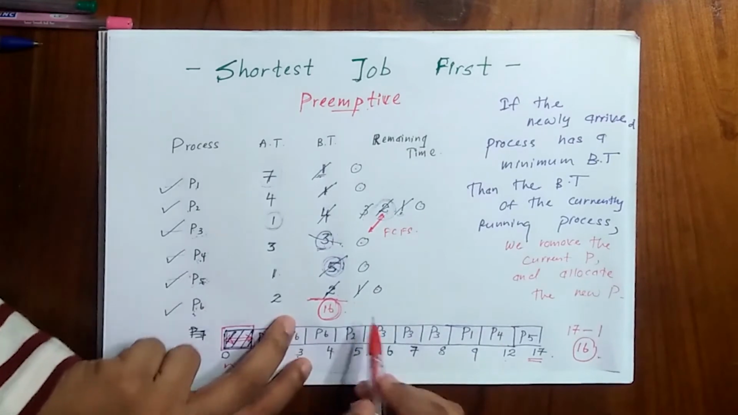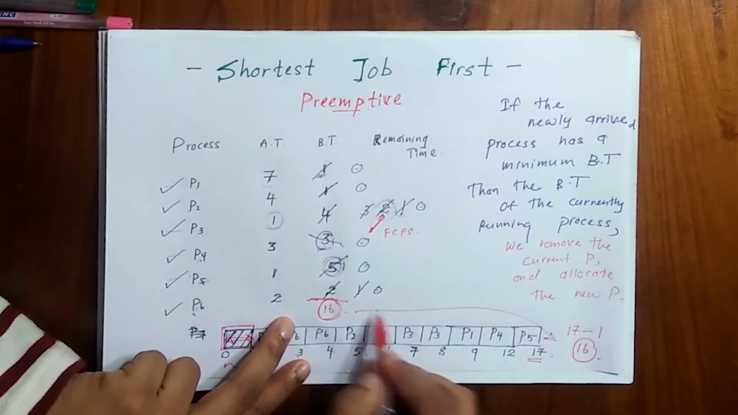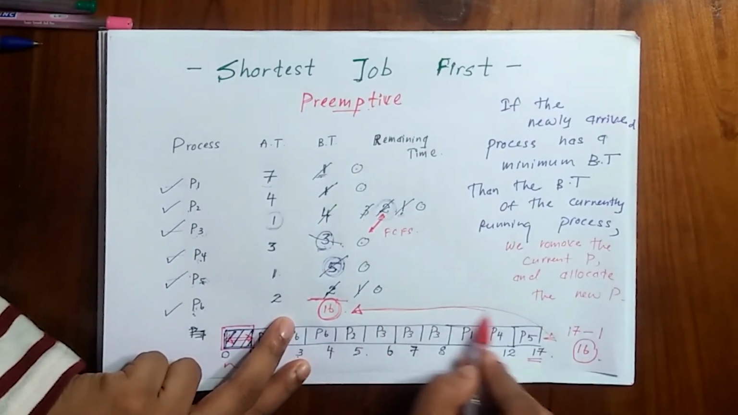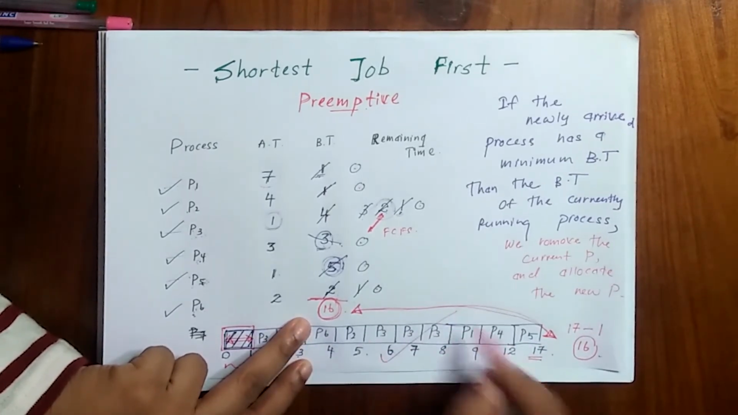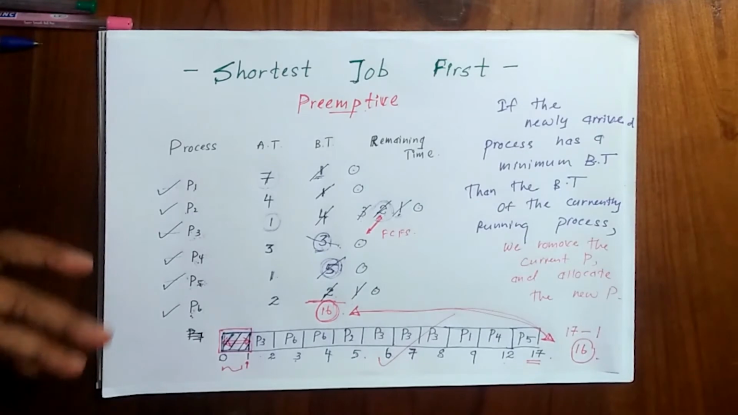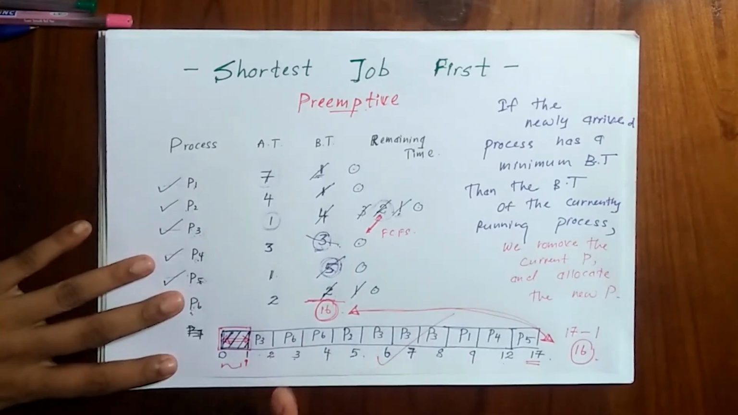Right? And now the answers are similar. The values are the same. That means our Gantt chart is correct. Right? That is how to draw the Gantt chart.